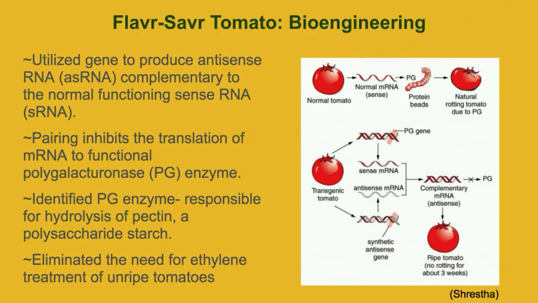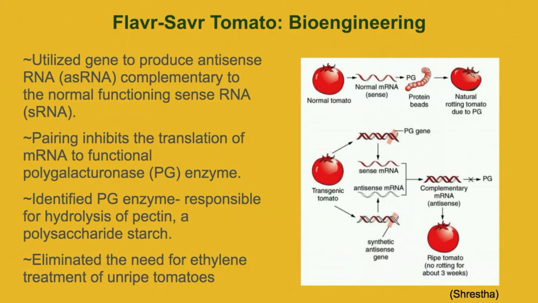In this slide we see the ways that the Flavr Savr tomato was bioengineered. They first were able to recognize the gene that produced the PG enzyme, or polygalacturonase enzyme. The PG enzyme is responsible for the hydrolysis, or the breaking down, of pectin, which is the stable form of the starch in the tomato. It gave the tomato its shape, and basically the longer you could maintain that structure, the more stable and resistant to rotting the tomato would be.